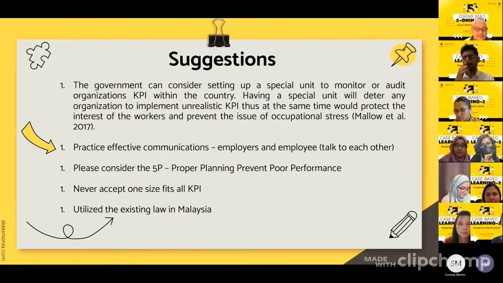These are the possible suggestions for the personnel assessment and how it should be approached. First, the government might be able to set up a special unit to monitor or audit the government organization KPI within the country, hence preventing unrealistic KPI and unnecessary stress to the workers. Second, practice effective communication between employers and employees in designing achievable KPI. The third one, consider the 5P when designing KPI, that is proper planning prevents poor performance. Fourth, never accept one size fits all KPI. It doesn't work that way.